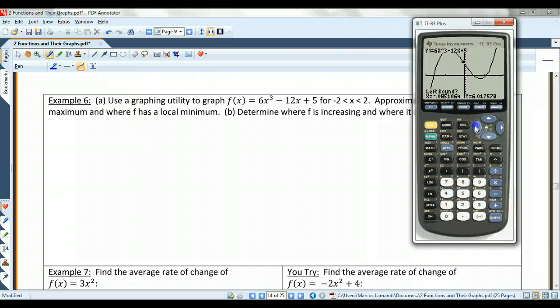Left bound. So I know that the maximum is somewhere right around here. I don't know exactly where. So I'm going to make sure I'm to the left of there for my left bound. And then I'm going to make sure that I'm to the right of there for my right bound. Guess. Maximum. X equals negative 0.816. Where'd my pen go? There it is. Sorry guys. Okay. I'll go ahead and write this.